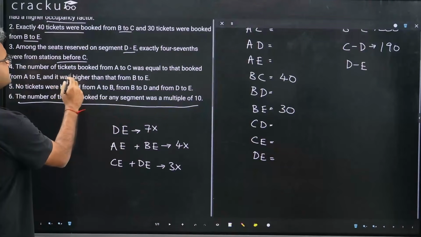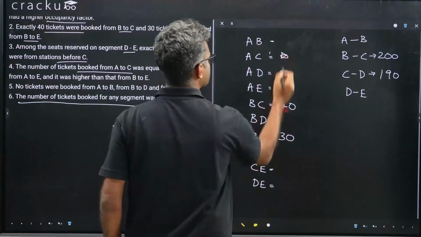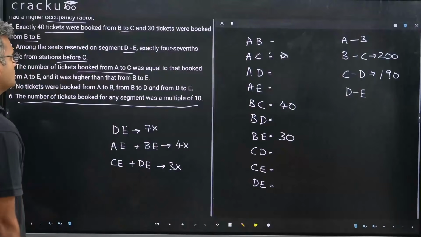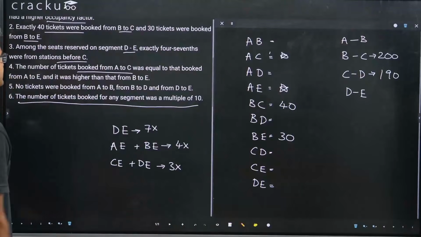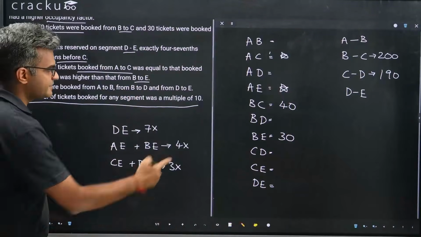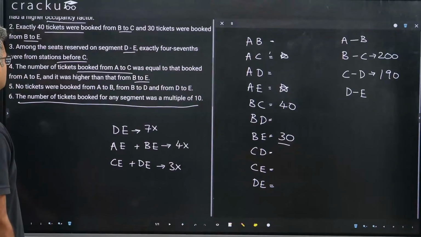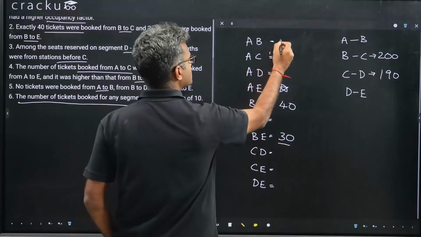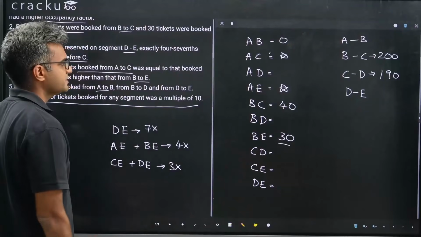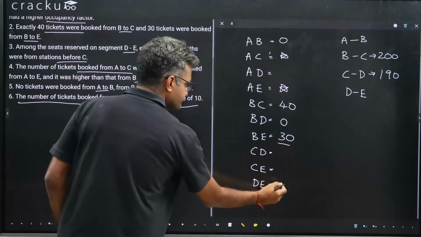The number of tickets booked from A to C, that is over here, is equal to the number of tickets booked from A to E. Both of them are the same, and that is higher than B to E, which is actually equal to 30. No tickets were booked from A to B, so A to B is 0, B to D also is 0, and from D to E this also is 0.